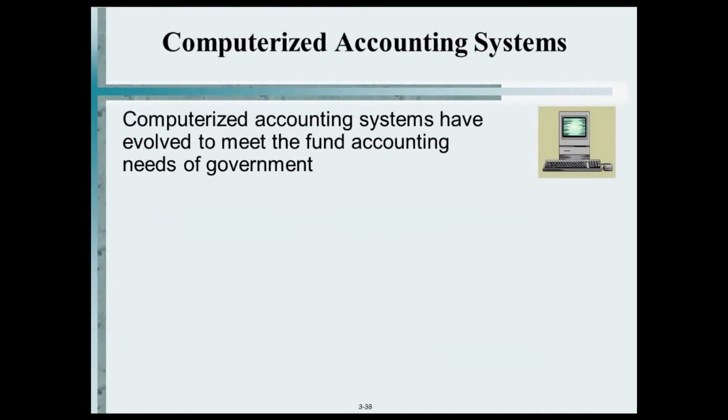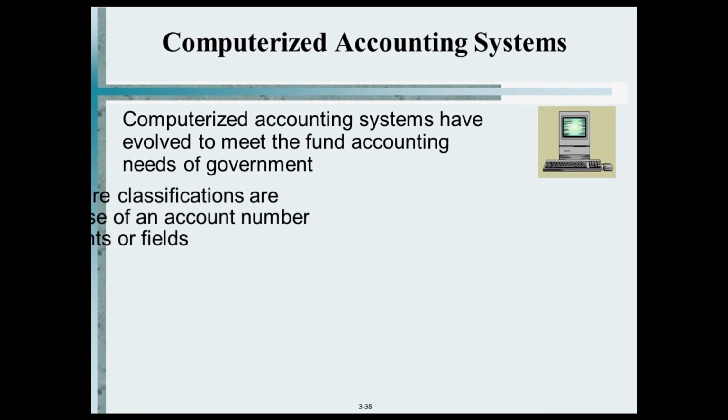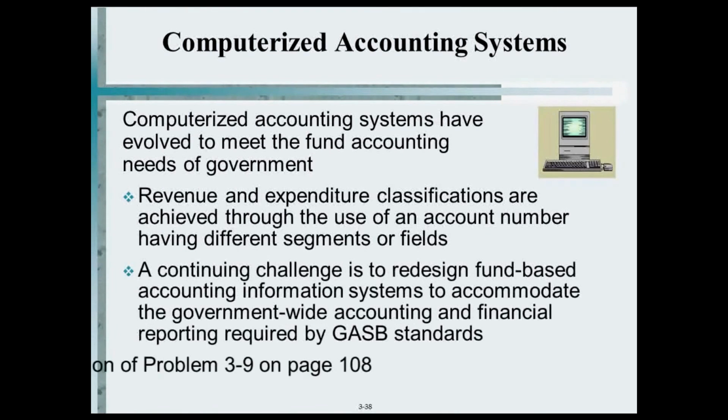By using allotment, what does it do? It allows you to control it for a period of time. And that's all it is. It really is. And we talked a little bit about computerized accounting systems.